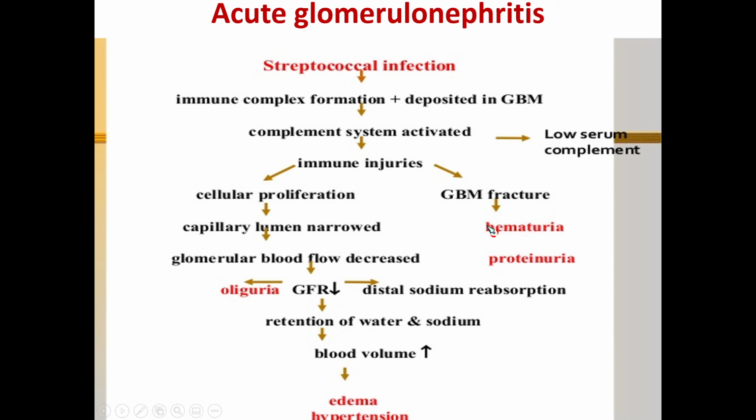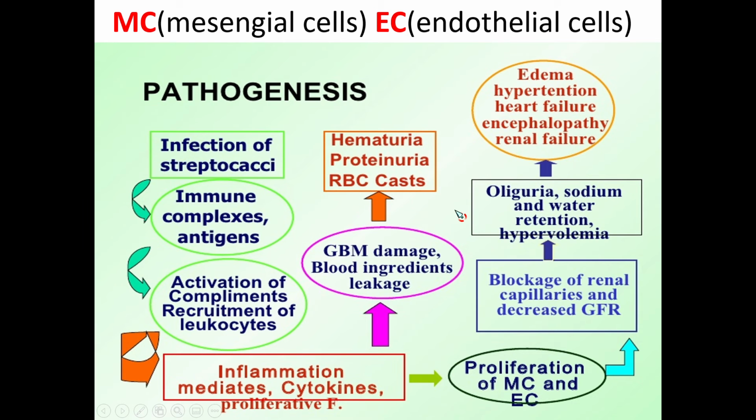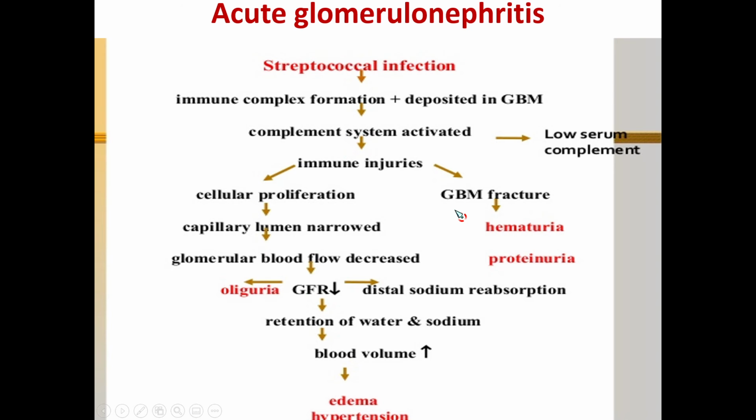Why this hematuria? Because the glomerular basement membrane is damaged, fractured, and blood is lost into the urine. So if hematuria is there, the mother usually says that her child is passing coke-colored urine, dark colored urine. That dark color is due to the presence of blood, RBCs in the urine. Hematuria and proteinuria are the cardinal signs of acute glomerular nephritis.